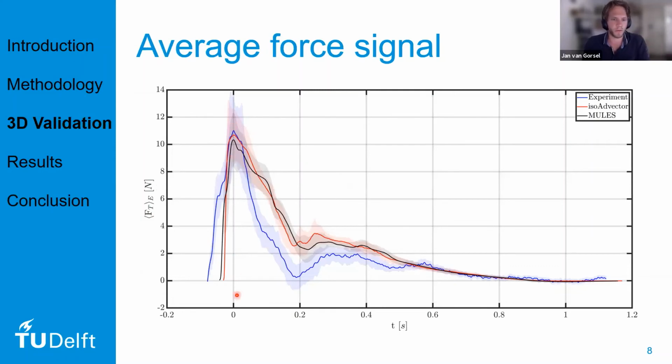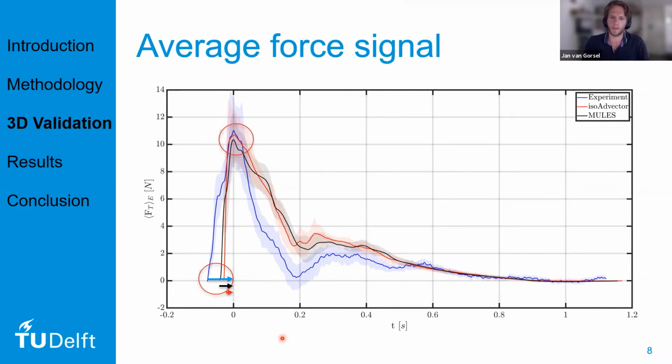The first thing that you can immediately see is the rising time. The rising time is the time to go from a force of 0 to the maximum force. As you can see, for the experiment, for Mules and for Isaac vector, there's a significant difference. But the next interesting thing to see is the average peak force. Although the peak-to-peak values are different, when you average them out, the difference is only 1.5 to 2 newtons.